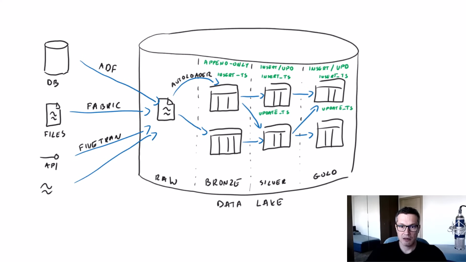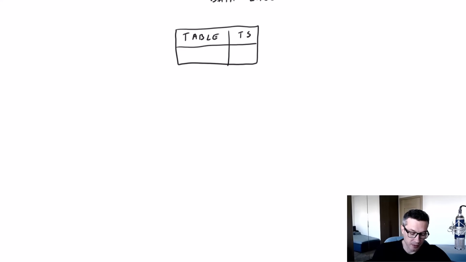Alright, so how does the pattern work? We will need a separate metadata table that will contain two types of information. So we need a table name and a timestamp. That's our metadata table, which will be used to support our pattern.